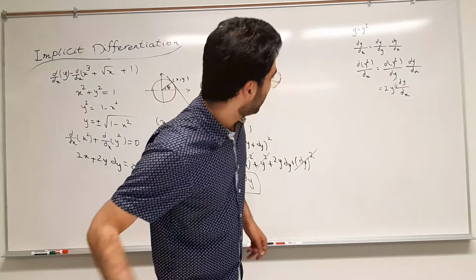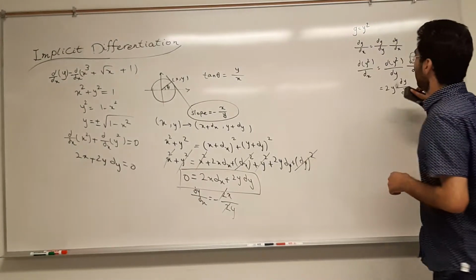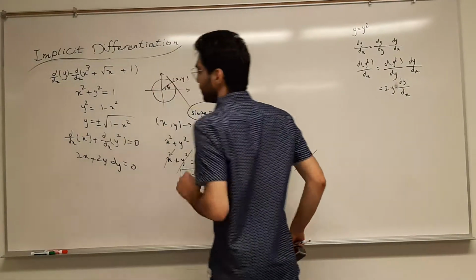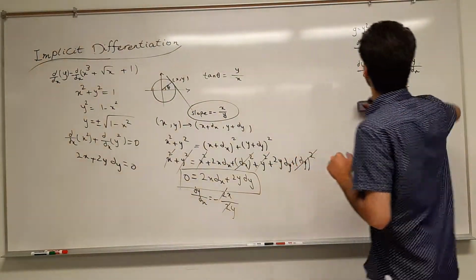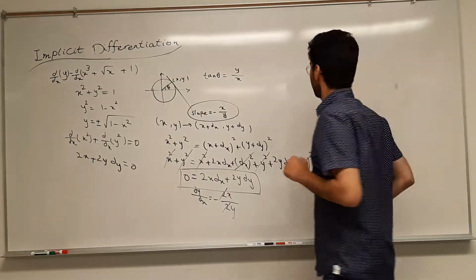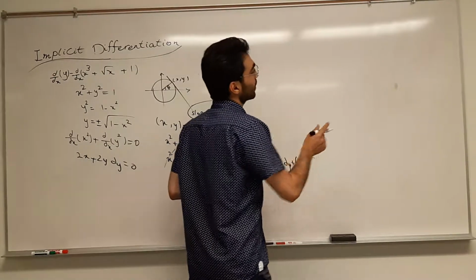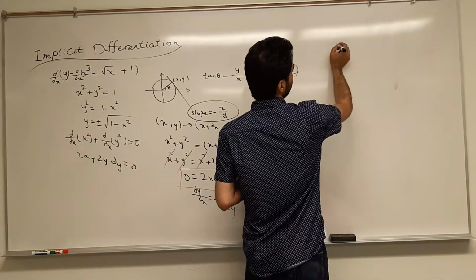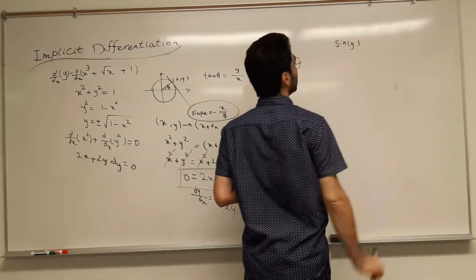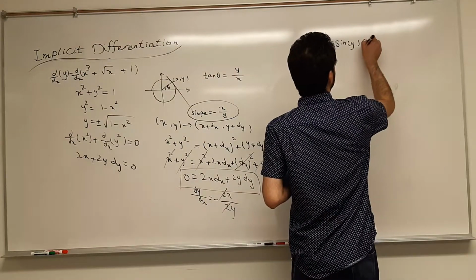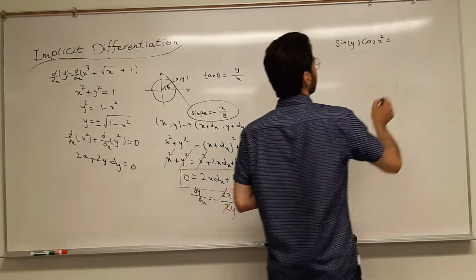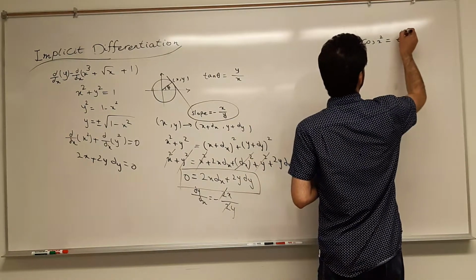Now let's go to a more complicated function and apply this concept to it. Let's see how it goes. Okay, let's do sine of y times cos of x squared is equal to e to the y.